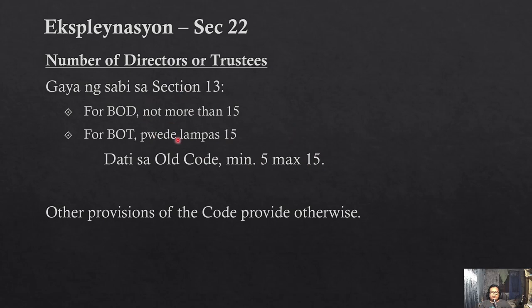Now, ngayon, pansin nyo, walang minimum. Ibig sabihin, kahit isa pwede. Bakit pwede kahit isa? Kasi meron na tayong one-person corporation. Pwede na yan. Kahit isang director lang, isang trustee lang. Ang nagka-change na lang, for the board of directors, not more than 15. Pero sa trustees, pwede 15. Unless otherwise provided sa code, ito ang ifa-follow.